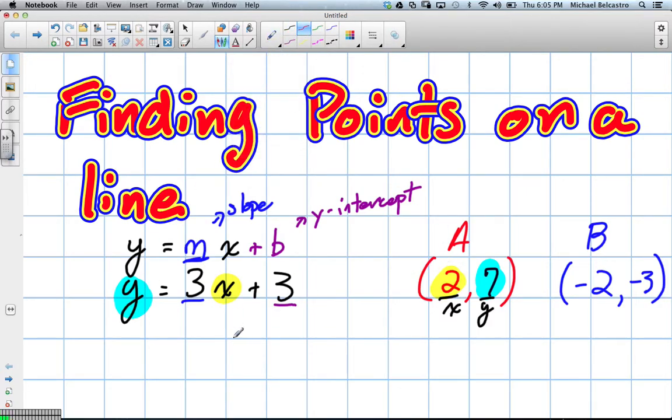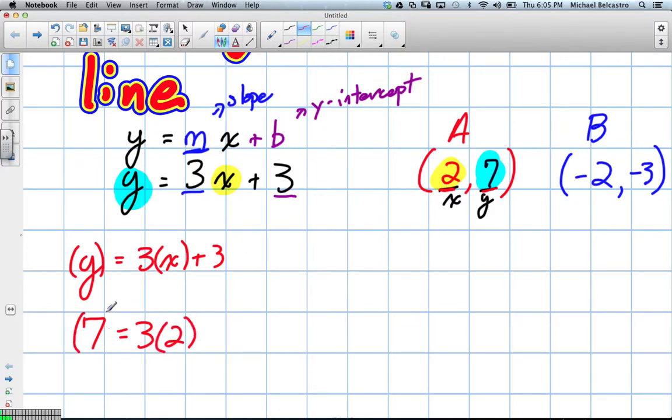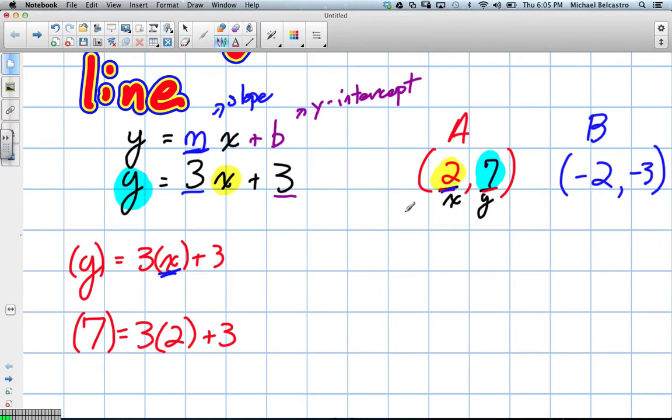Let's start this out and see if this works. We'll do this one in red because we're testing A, which happened to be red. Again, we'll write it out: y equals 3x plus 3. So we're going to replace x, and we're going to replace y. We said we're going to replace y with 7, so 7 is equal to 3 times (2) plus 3. I put brackets around what we just replaced. What we've just done is replace the x value with the number 2 and the y value with the number 7, and that's what this coordinate was, 2 and 7.